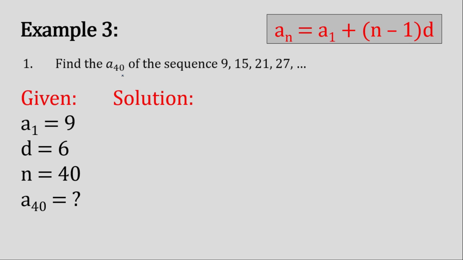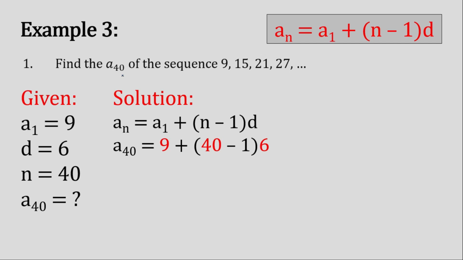Then after that, we're going to write the solution by first writing the formula, then substituting all the things that we have. So for our a sub n, we have a sub 40. For our a sub 1, we have 9. For our n is 40 and our d is 6.